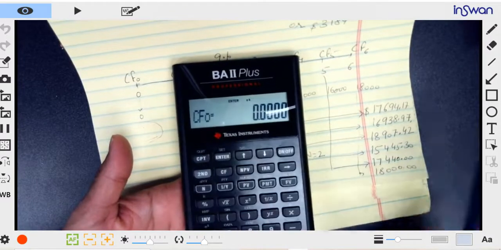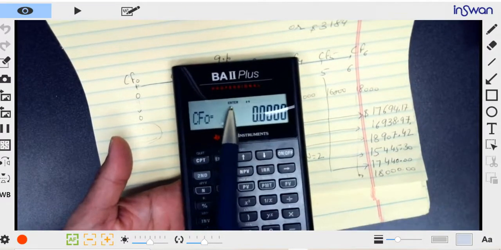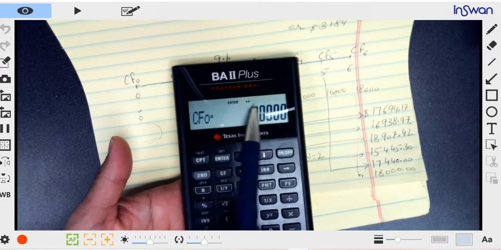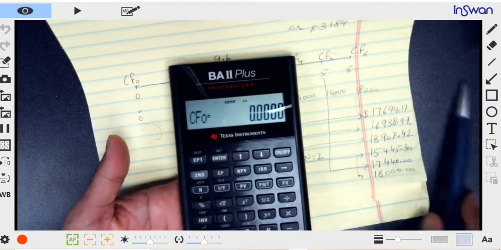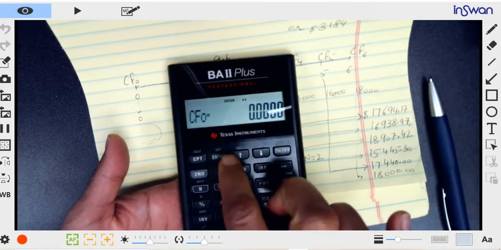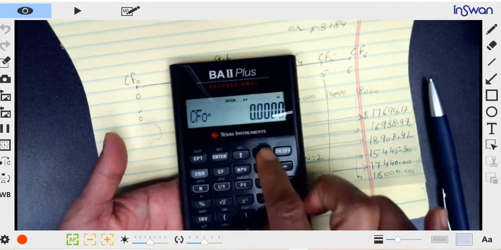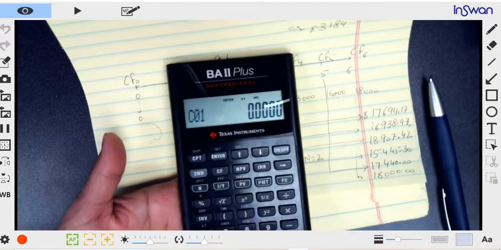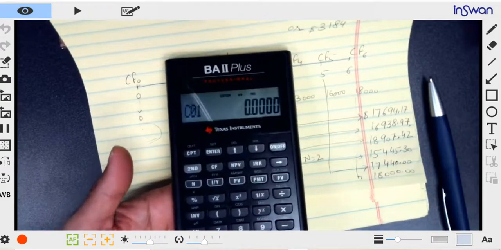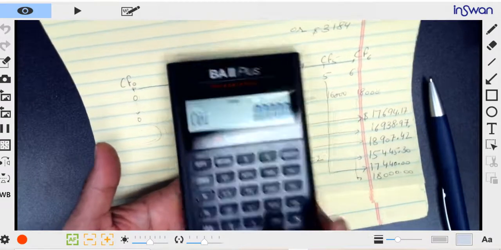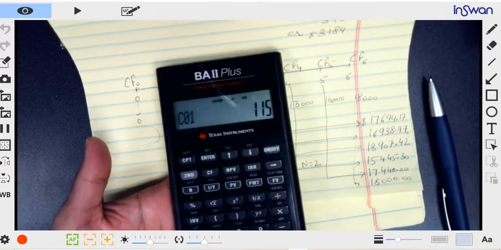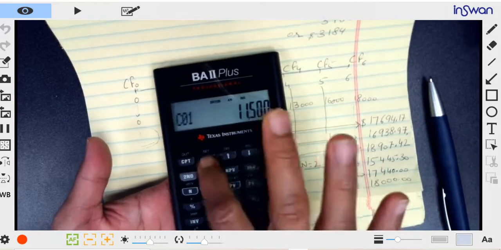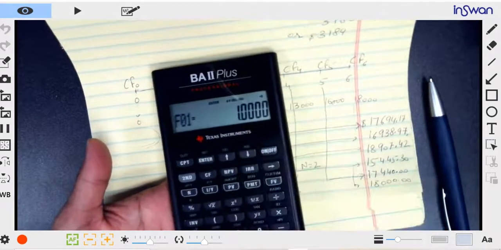On the very top right here, you can see enter, and these are two of those arrow keys, the down arrow key and the up arrow key. So once this is the cash flow, enter this and press the down arrow key. Now it is asking for the next cash flow, the first year's cash flow. The first period's cash flow is $11,500. Enter, down arrow key.